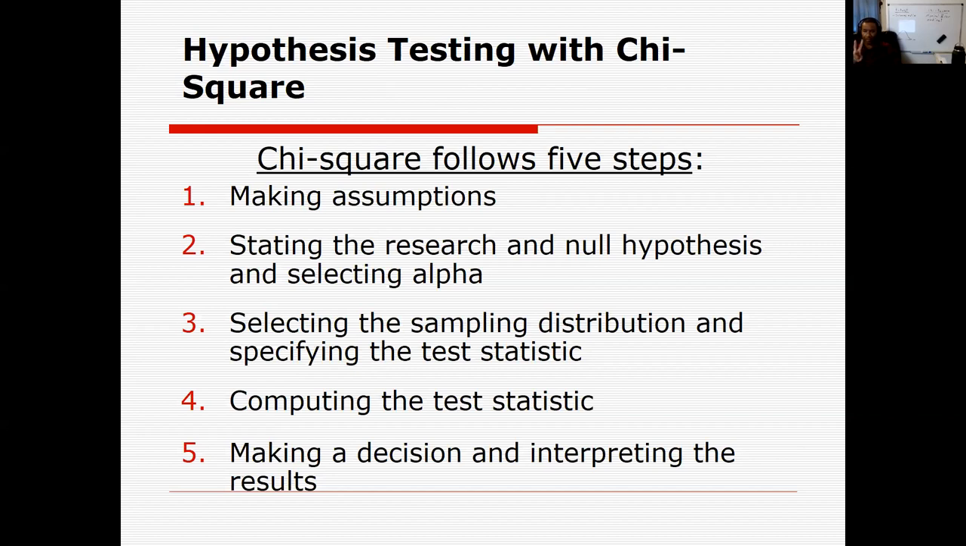The second thing that we need to do is state the research hypothesis, state the null, and select the alpha level, similar to the t-test. If you all remember, we state both the research and the null hypothesis. Can anybody remind me why we state both the research hypothesis and the null hypothesis? Why don't we just state the research hypothesis?